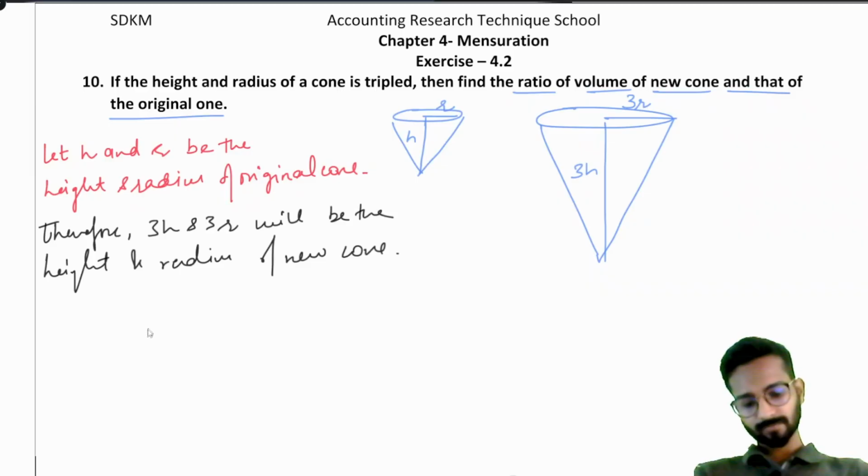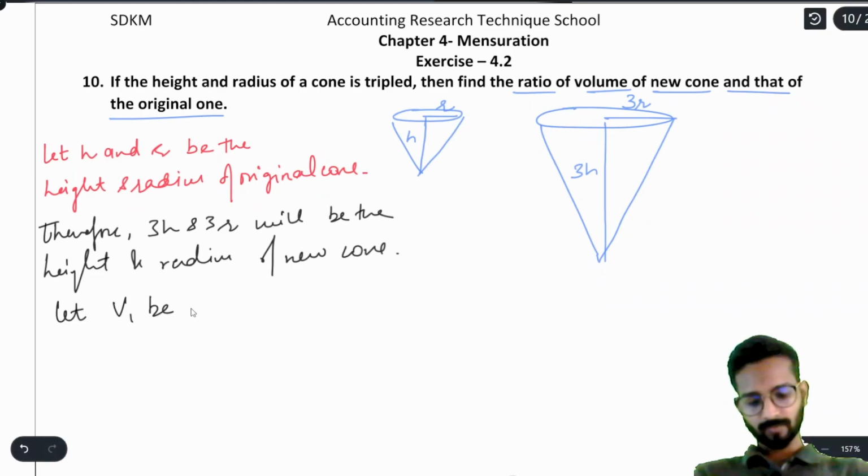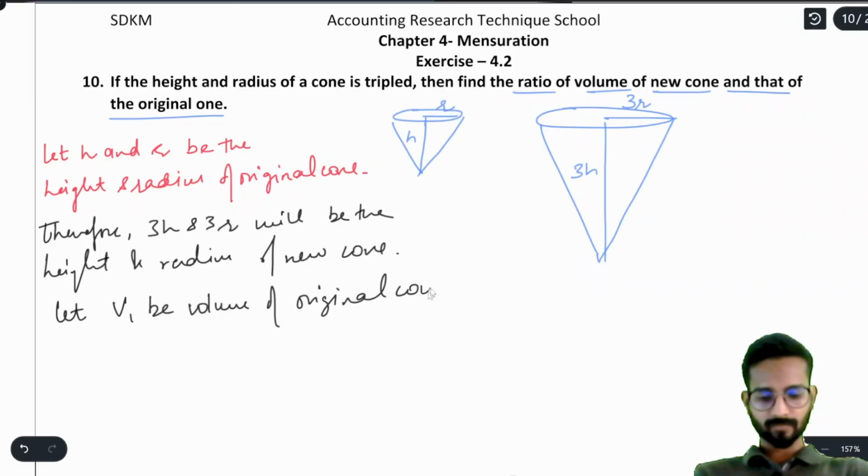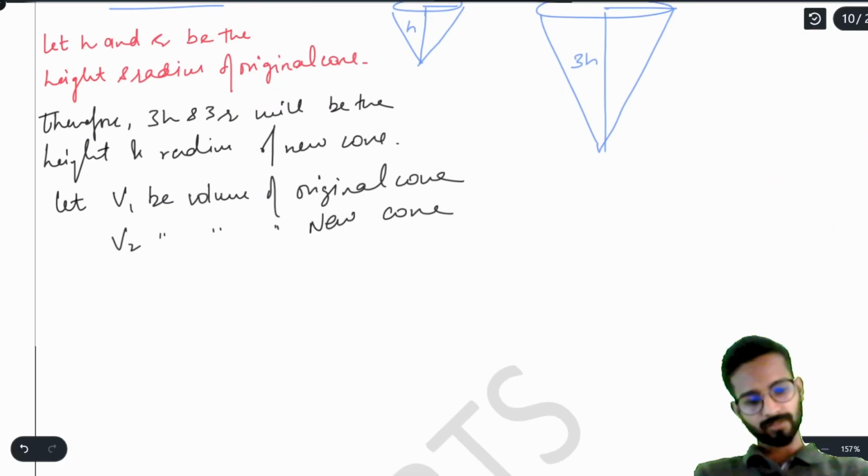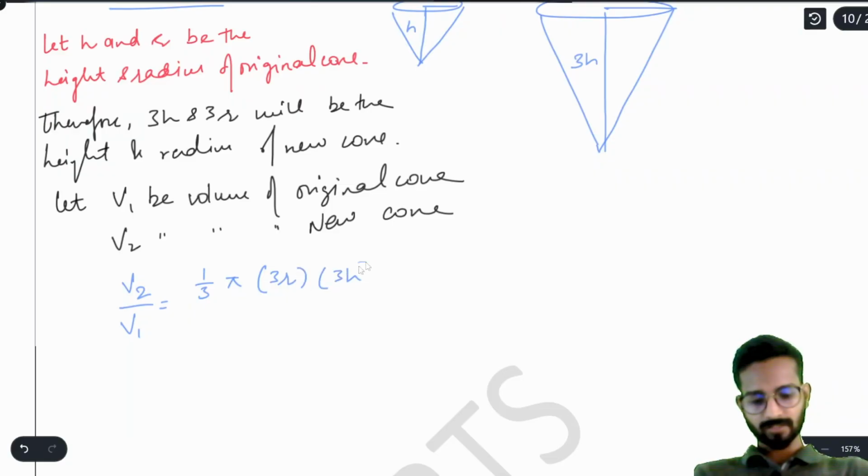See, volume of new cone and that of the original one. So let V1 be volume of the original cone and V2 be volume of the new cone. So you can say V2 by V1 will be 1 by 3 pi, r is 3r, h is 3h, pi r square h, and the original was 1 by 3 pi r square h only.